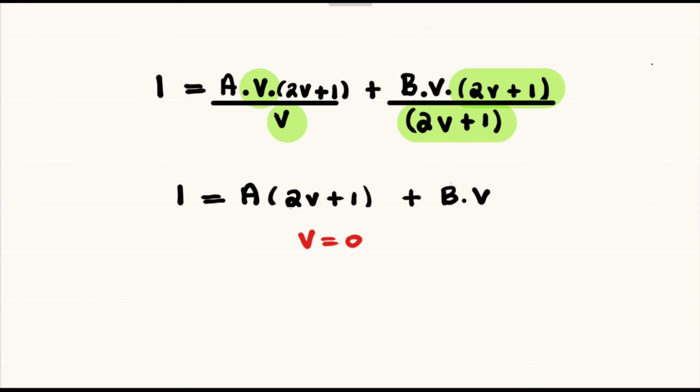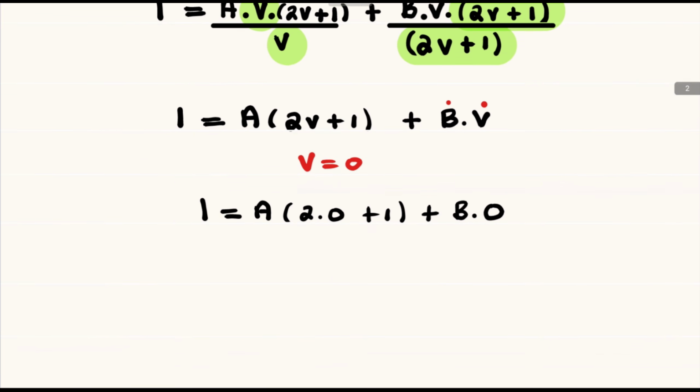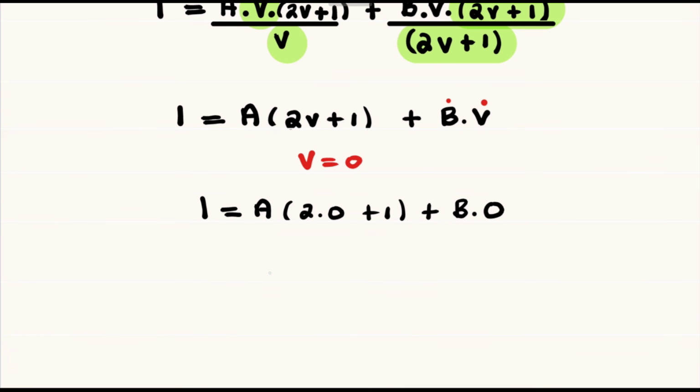So we let v equal 0. When v is 0, that 0 multiplied by that b will also be 0. So we have 1 is equal to a into 2 multiplied by 0 plus 1, plus b multiplied by 0. That 2 multiplied by 0 will be 0, even the b multiplied by 0 will be 0. So 1 will be equal to a multiplied by 1. So our a is equal to 1. We just determined the numerical value of a is equal to 1.